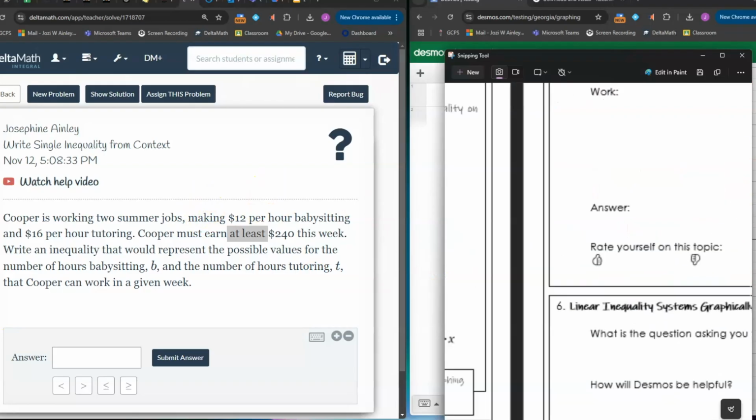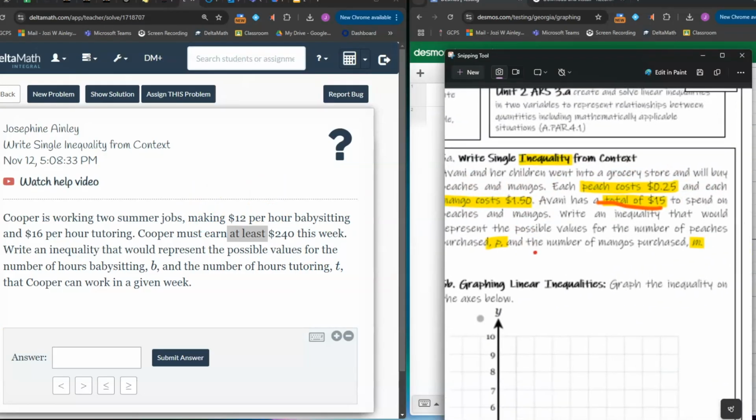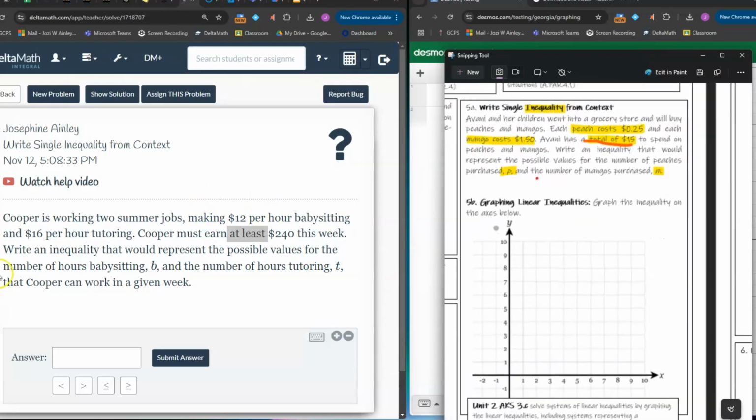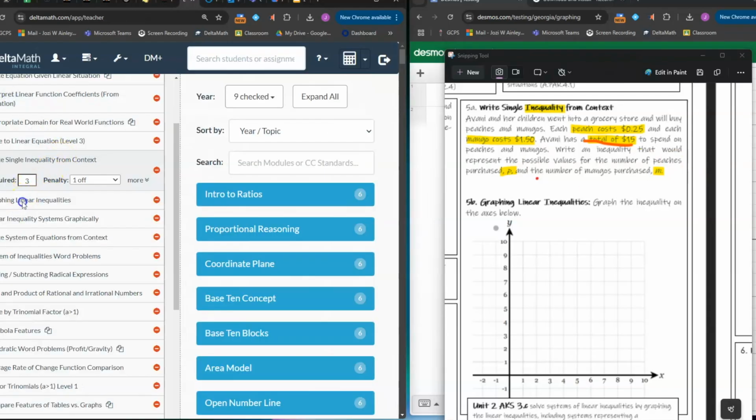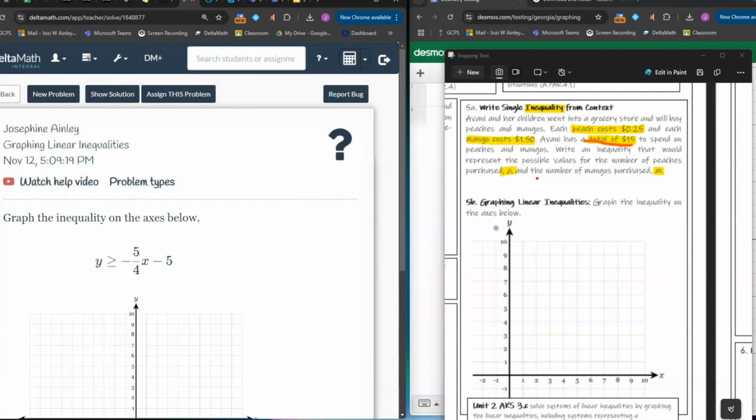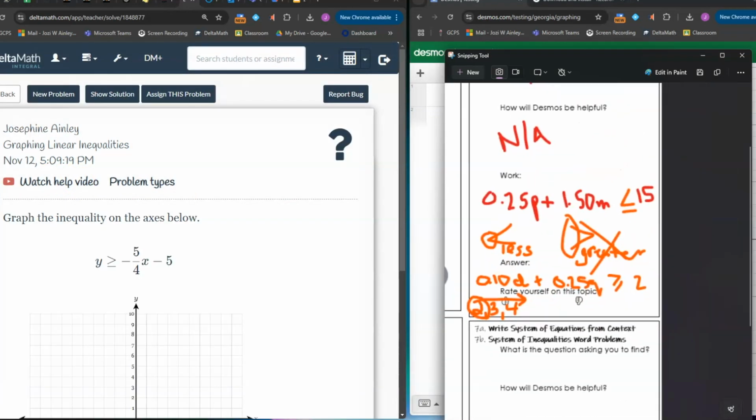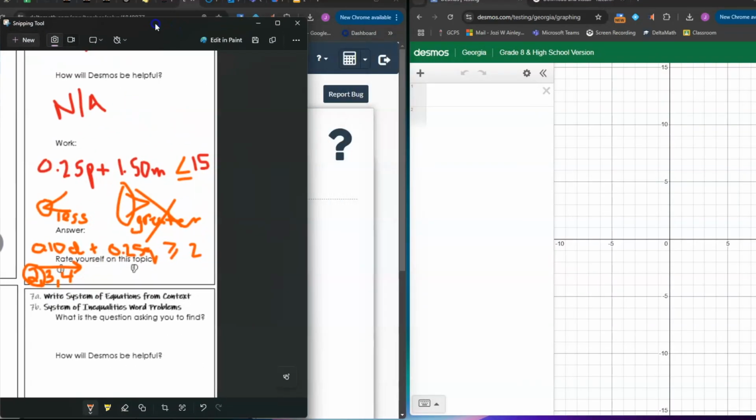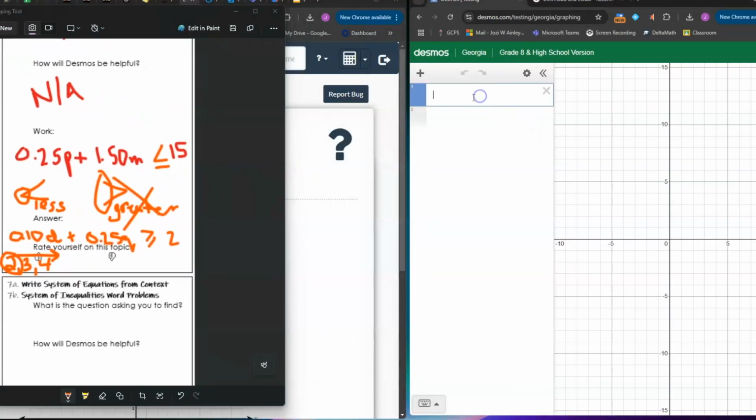Let me see if there's a part B to this question. All right, there is. So I'm going to go ahead and do both actually. So that one is writing, and then after that, how do I graph it? Now I'm going to graph the same one that I wrote. Well, this one's a different question, but I'm going to put the original one in my calculator.